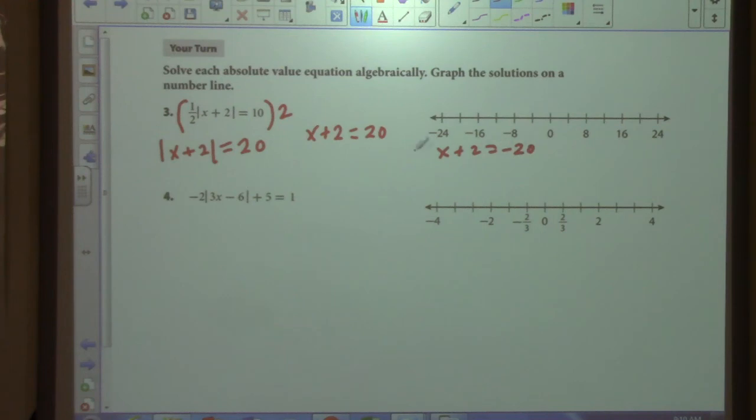And subtract 2 from both sides, so I get x equals 18. And here x equals negative 22, is that right? Yeah. And so marking on the number line here, these are all 4 apart, aren't they? Mm-hmm. So I would mark negative 22 right here. That's negative 22. And 18 would be right here.